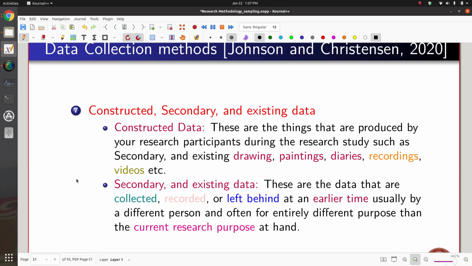Now, why are we calling this secondary data? Because when you are going to use this data, it is not developed for your question or the research problem that you are handling. This data is created for a different purpose, but you can use it and adapt it as per your research needs. So that data will be called secondary data.